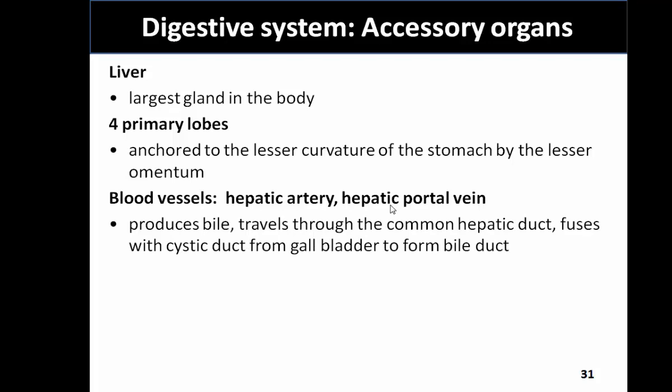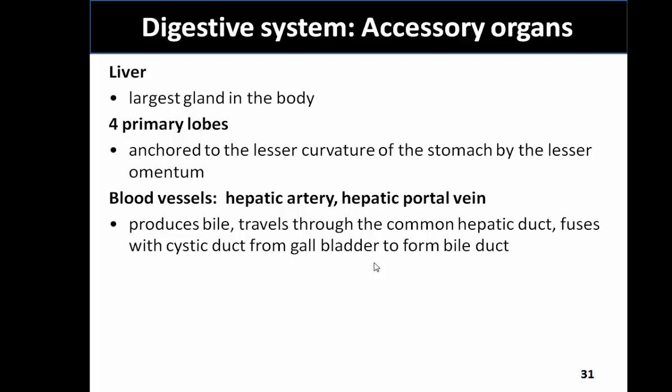In terms of the chemical digestion function of the liver, the liver will produce bile. It will travel through the common hepatic duct, and it will fuse with the cystic duct from the gallbladder to form the bile duct, but that bile is also stored in the gallbladder. So the gallbladder itself does not produce the bile.